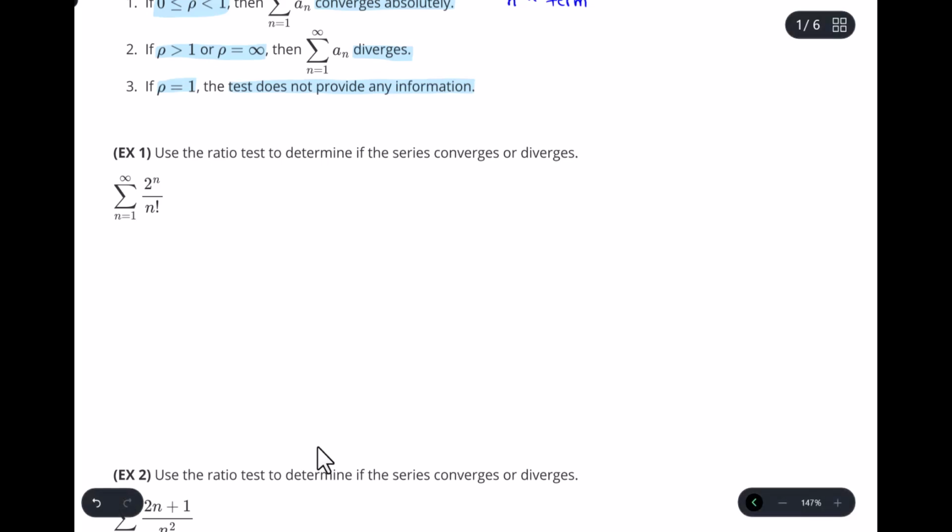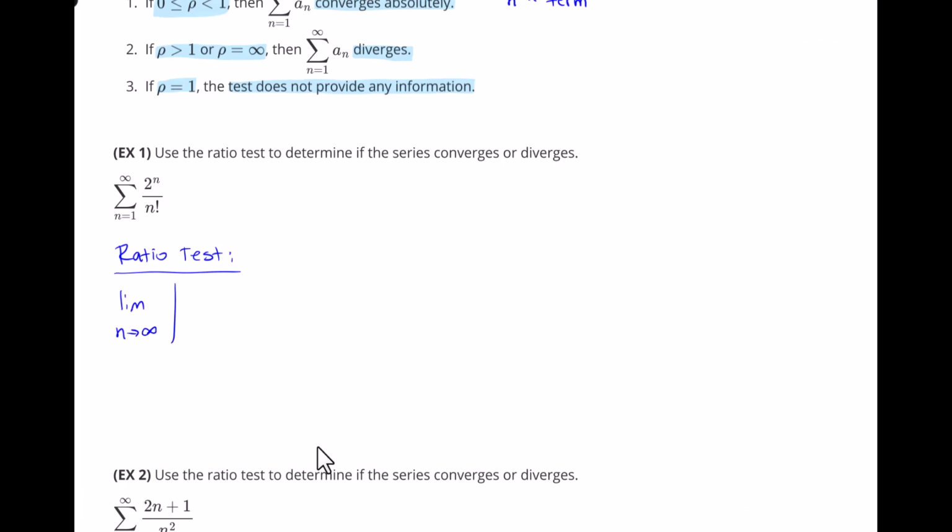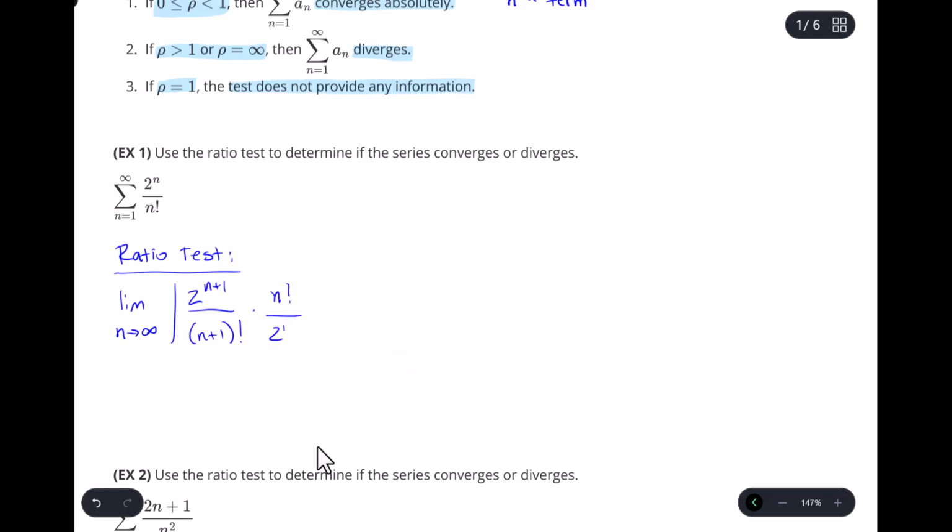So in order to use the ratio test, what we will need to do is evaluate this limit as n goes to infinity of the ratio of the n plus 1th term divided by the nth term. All right, and as I said, what I'll generally do is calculate the n plus 1th term, and you just replace n with n plus 1, but then multiply by the inverse of the original series. So n factorial over 2 to the n.